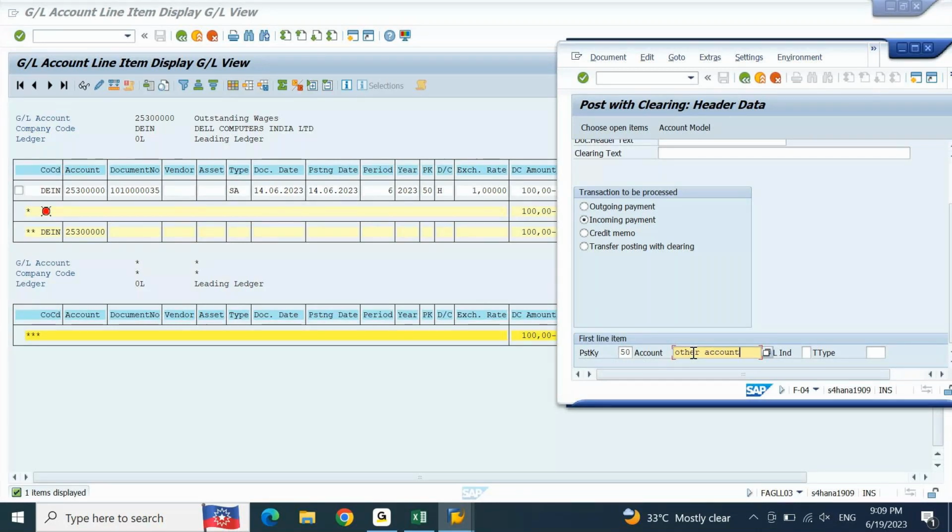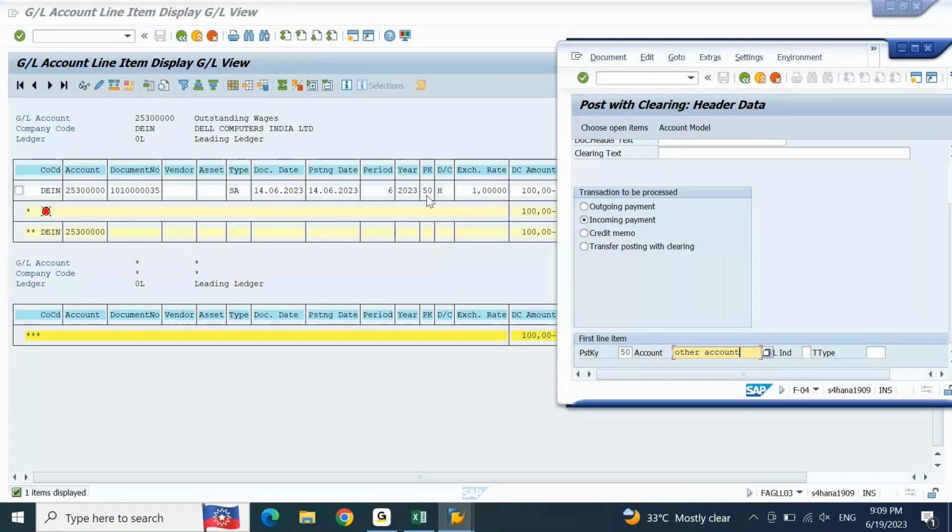to complete the entry, if the posting key is 50, which posting key is missing? Debit. 40. 40 is nothing but debit is missing. Debit will go to which account? Offsetting. Outstanding wages. Now the same account is credited or debited.